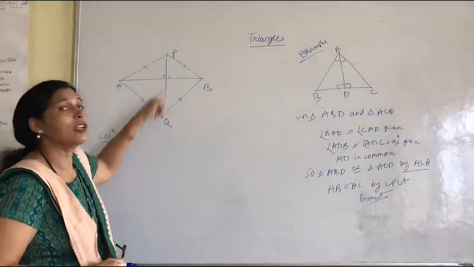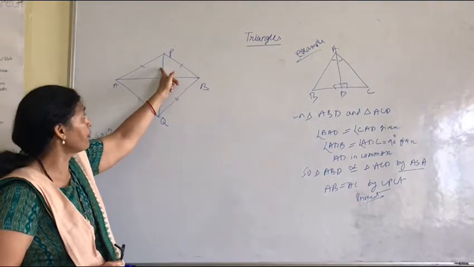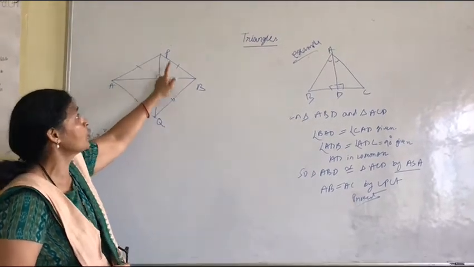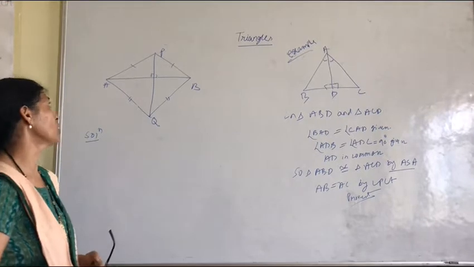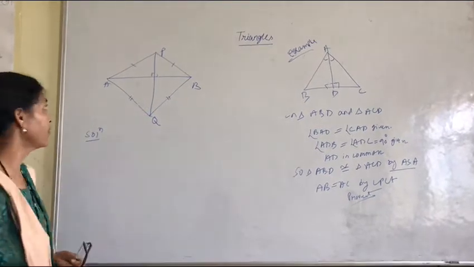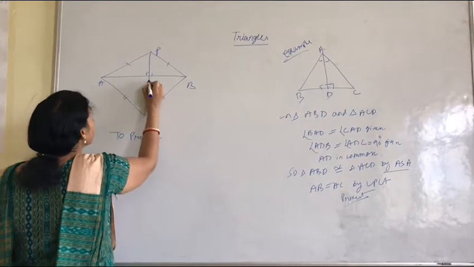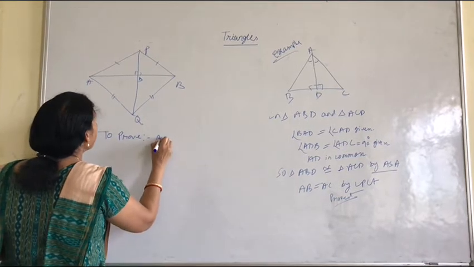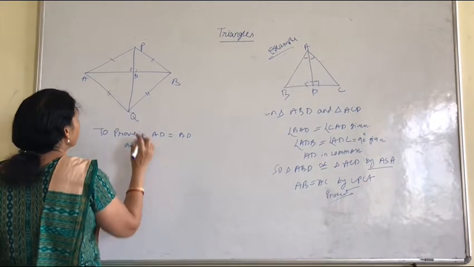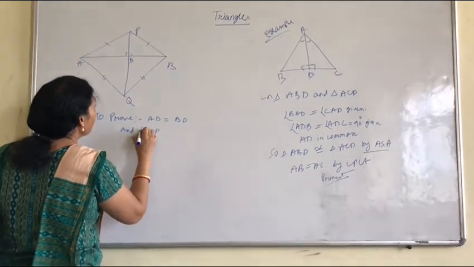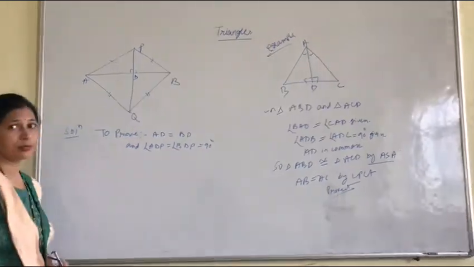So AB is the line segment. P and Q are the two points on opposite sides of the line segment AB. You join AP, they are equidistant. This is given. That means AP is equal to BP and AQ is equal to BQ. You have to prove PQ is the perpendicular bisector. So what do you have to prove? Suppose this is D. So AD is equal to BD and angle ADP is equal to angle BDP is equal to 90 degrees. We have to prove.